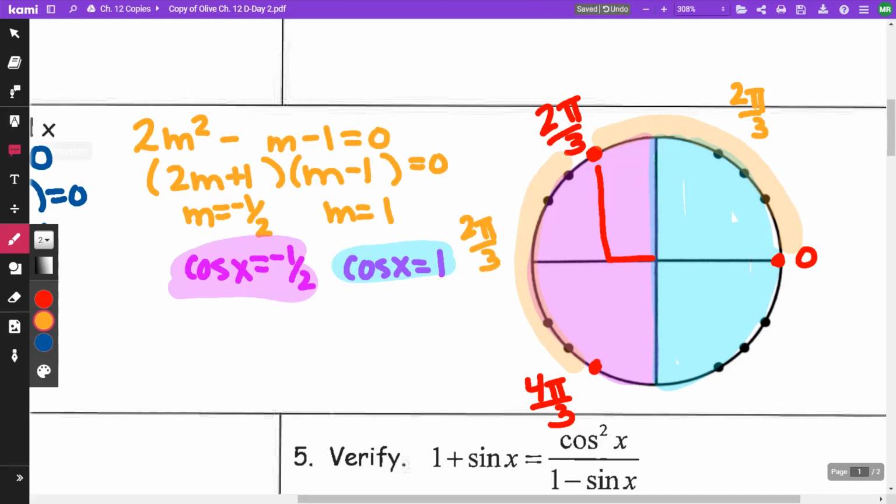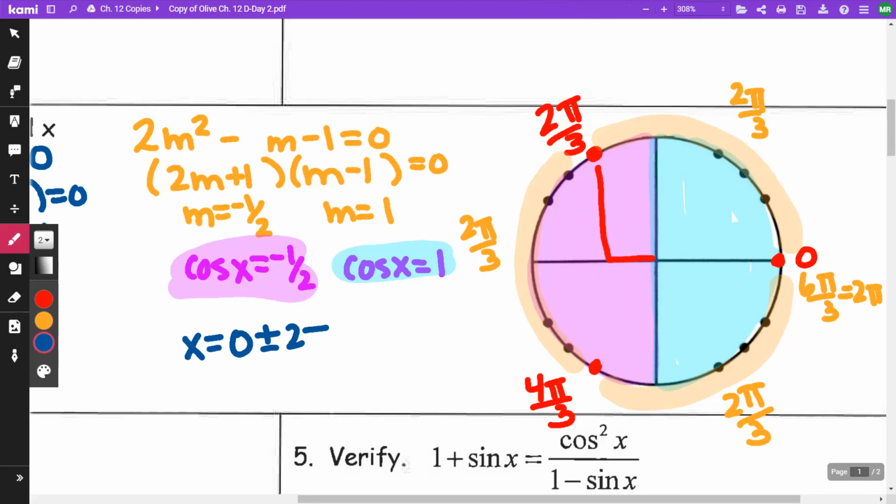And to go from 4 pi thirds to here, well, let's see. If I add 2 pi thirds onto this, what would happen? So if I take 2 pi thirds plus 4 pi thirds, that would push me to 6 pi thirds, which really is 2 pi. So in this case, I don't need to write all 3 separately. I can write all of them using x is equal to 0, and I'm going to add and subtract 2 pi thirds times n.